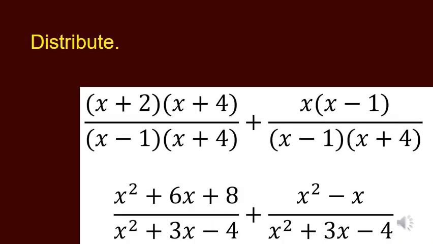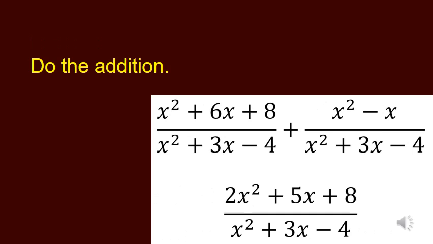Next, we've got to distribute everything. That's what in Algebra 1 you called FOIL. I'd look at x plus 2 times x plus 4, and I multiply x times 4, 2 times x, 2 times 4, combine the like terms in the middle, and I did get x squared plus 6x plus 8. I do the same thing in every part of this, and you can see what we've got once we distribute everything out.